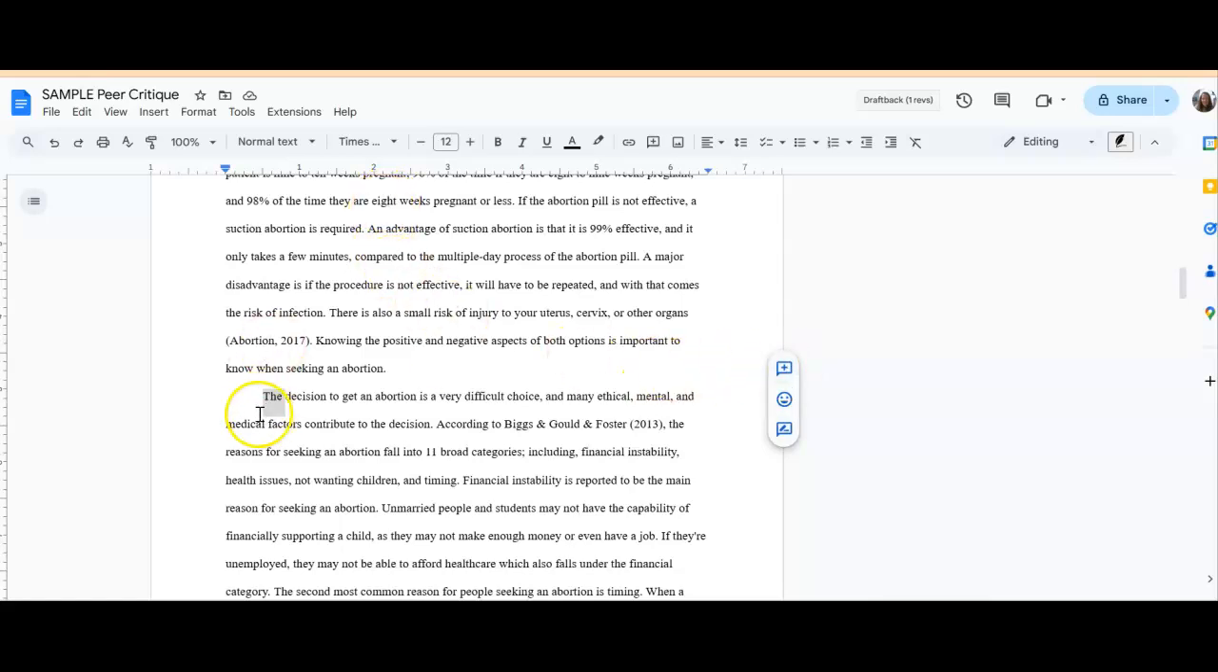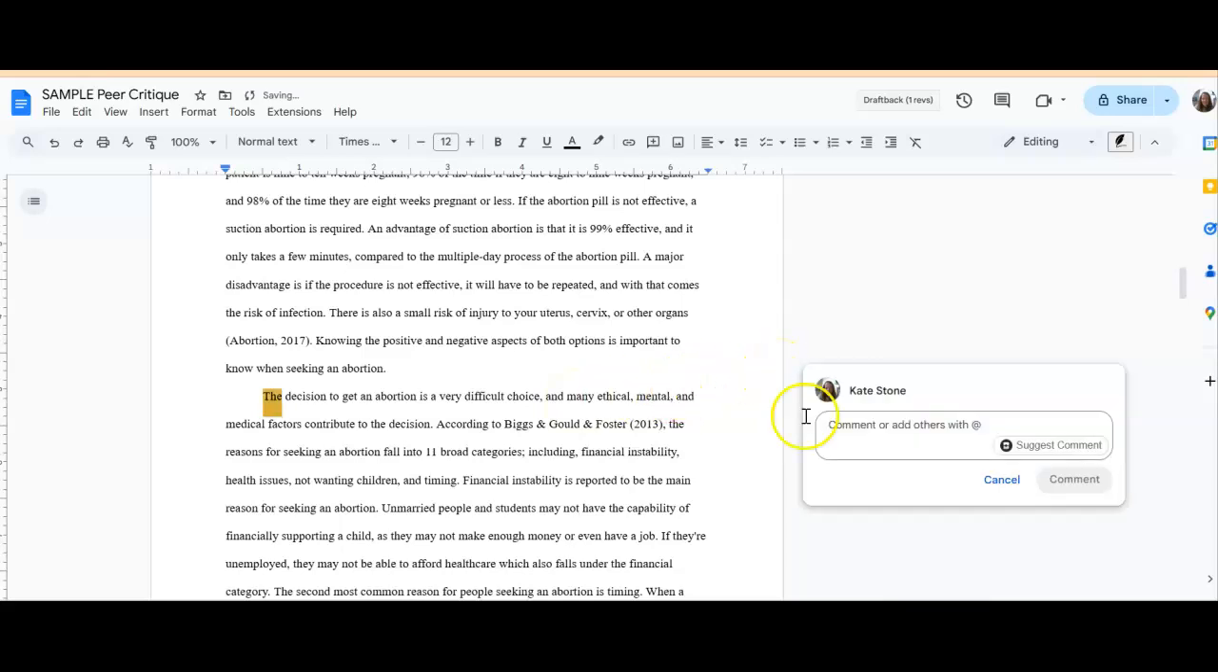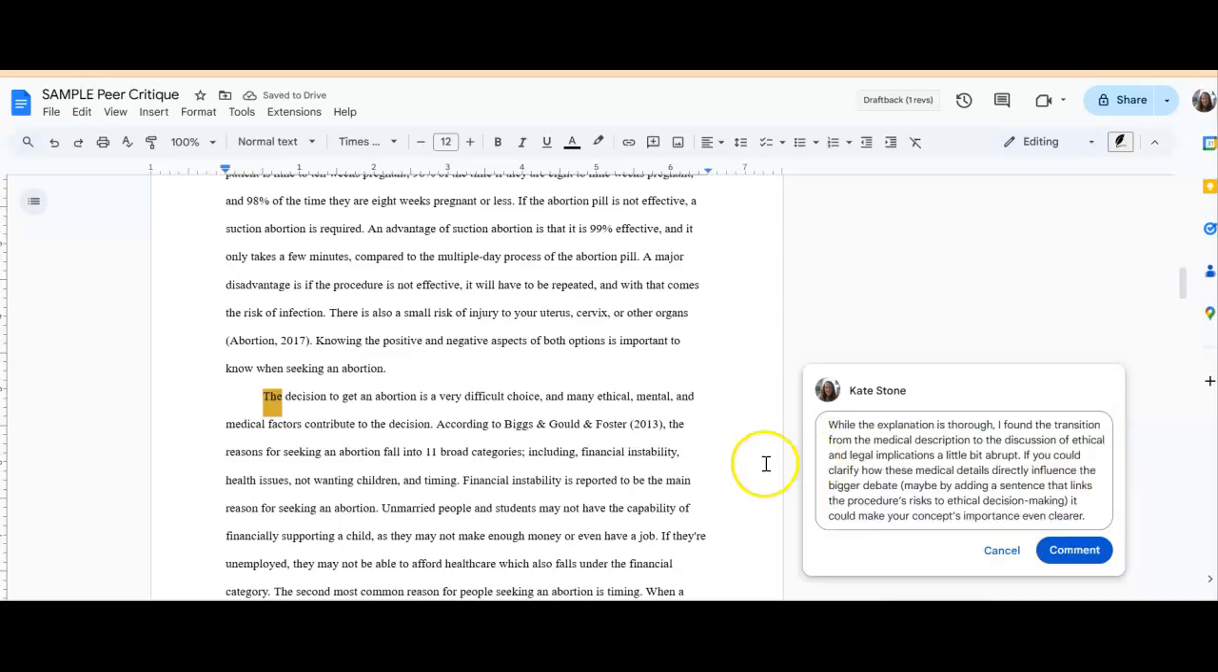So I'm going to highlight just the beginning of this sentence because that's kind of where I feel like it gets pretty abrupt. So I'm going to highlight here, make a comment, and paste in the comment that I have. So while the explanation that they have is really thorough, what bothers me right now, or what I think they could improve, right? That's the critique part of it, is the transition from this medical discussion up here to where it gets to be like ethical, moral, etc.